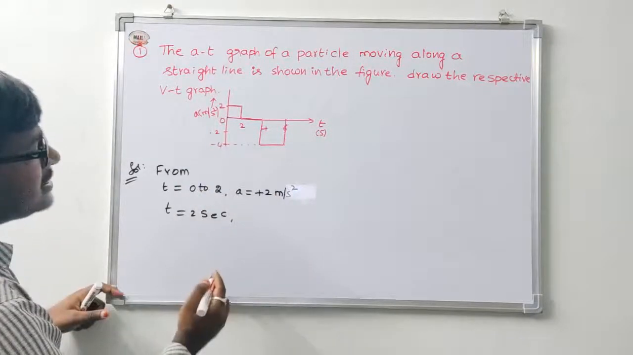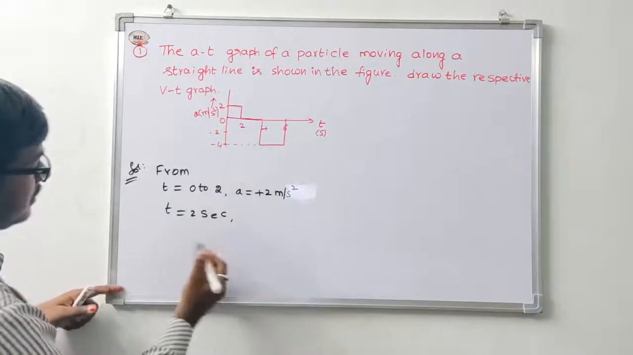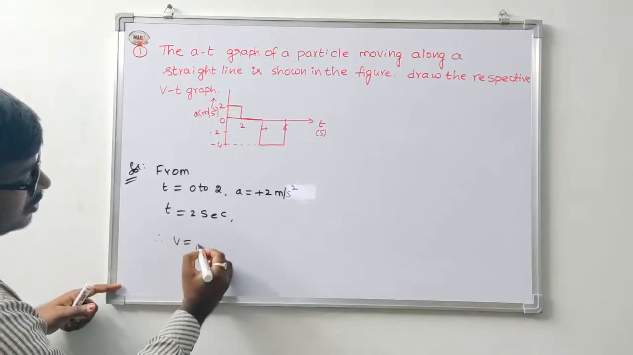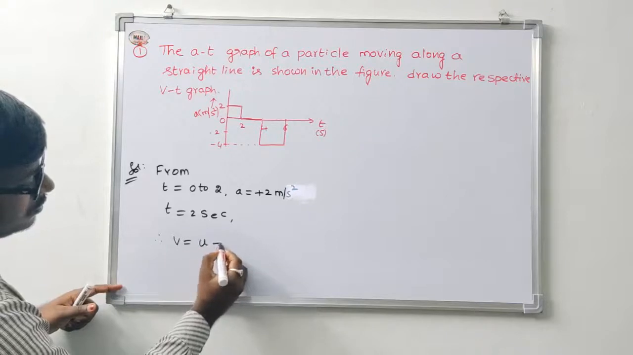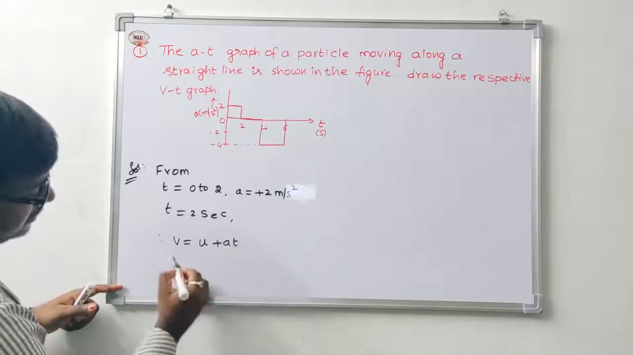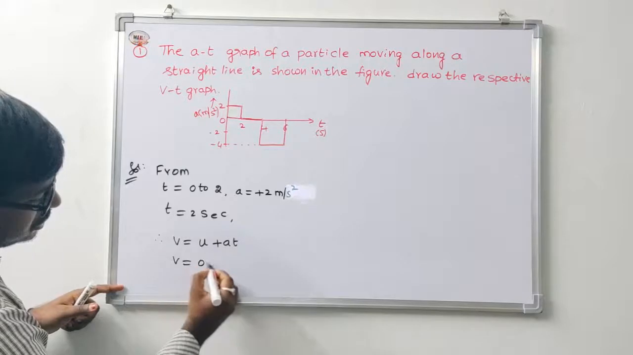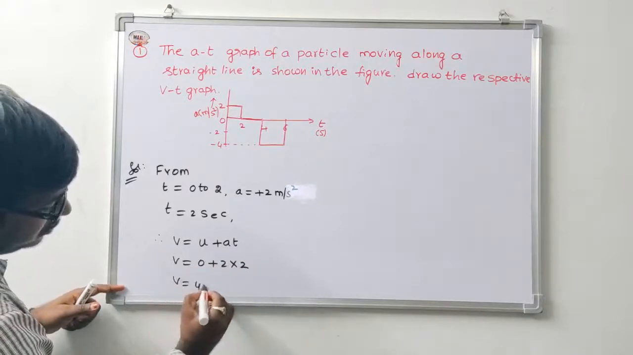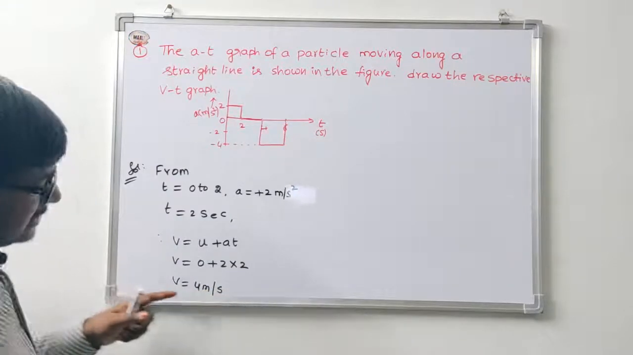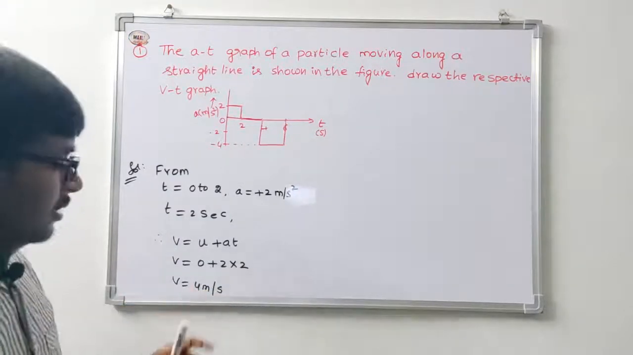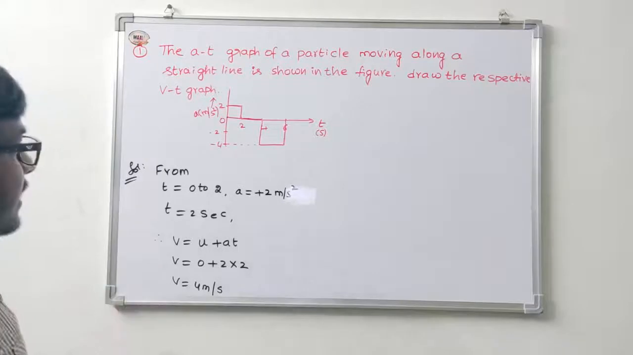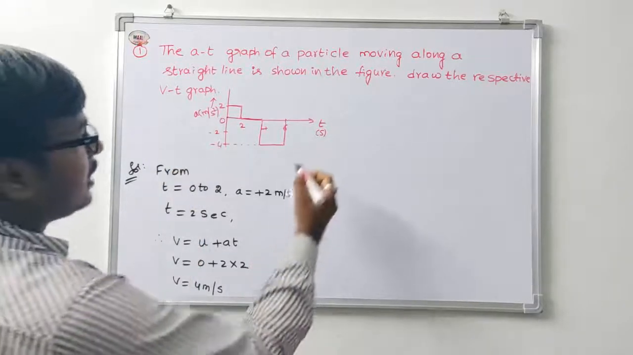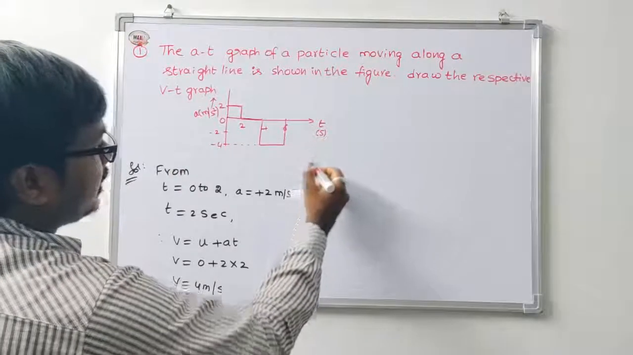Then the initial velocity is 0. Therefore v is equal to u plus at. Then v is equal to 0 plus 2 into 2, so v is equal to 4 meter per second. The velocity is 4 meter per second at time 2 seconds. First, draw the graph, students. Very important.